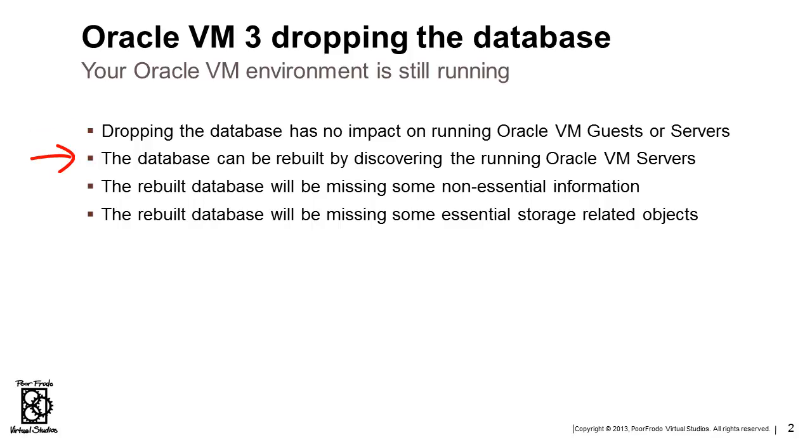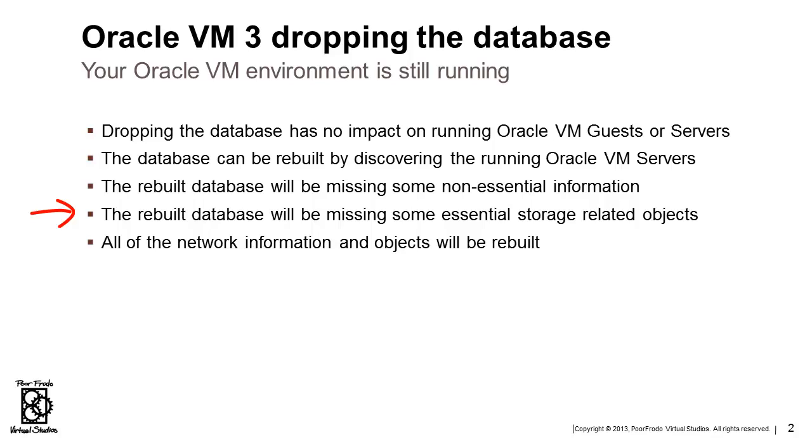Now, the servers have all of the information needed to rebuild the Oracle VM database by simply rediscovering the servers. However, it's important to remember that if you decide to rebuild the database by rediscovering the servers, the rebuilt database will be missing some non-essential information such as custom descriptions for all of the Oracle VM objects, and any custom names for virtual and physical disks also. The rebuilt database will also be missing some essential information about your storage, such as any file servers, storage arrays, access groups, and assignments as admin and refresh servers.